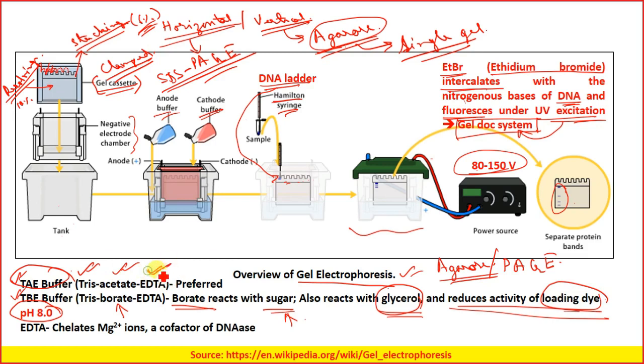Why is EDTA used? EDTA is used to chelate magnesium ions, which are a cofactor for the enzyme DNase, and this DNase enzyme breaks down the DNA fragments. We do not want DNase to fragment the DNA when we are running the gel. So this is the function of EDTA: it makes sure that the DNA is not fragmented further when we are running the gel.